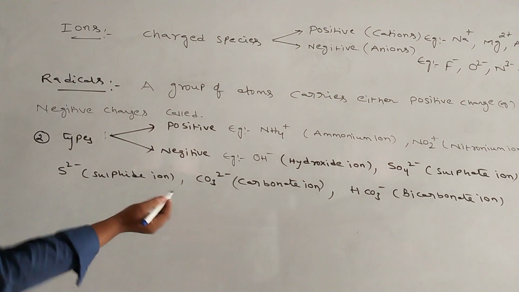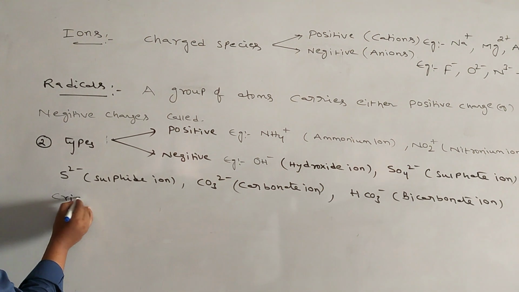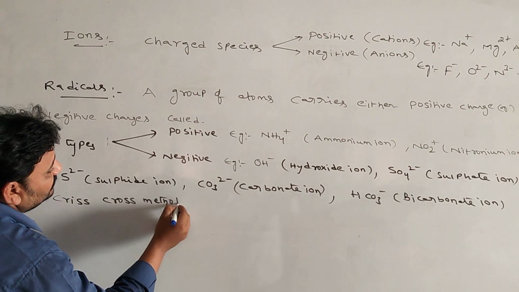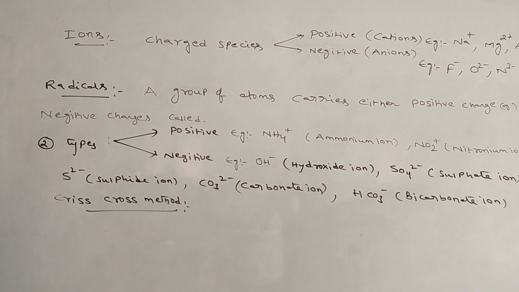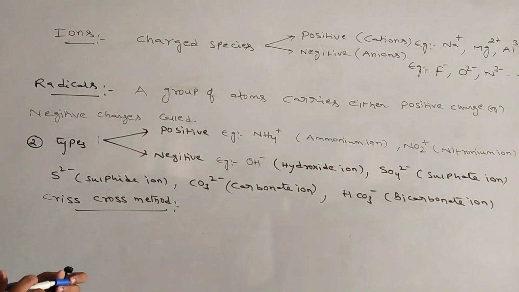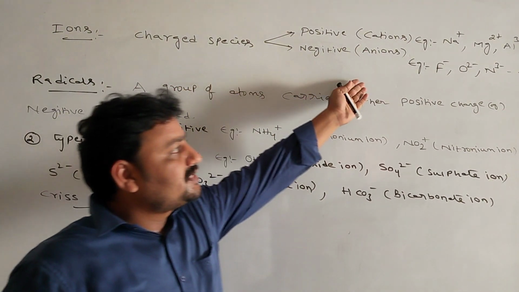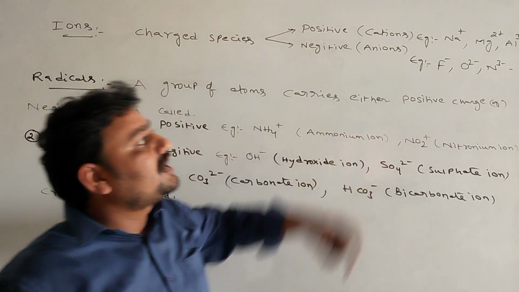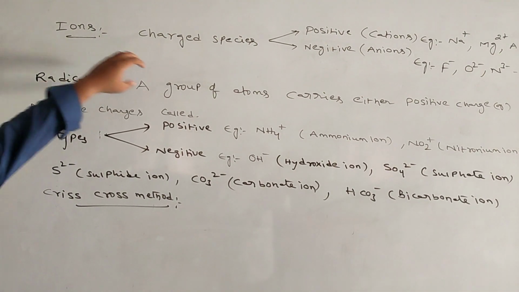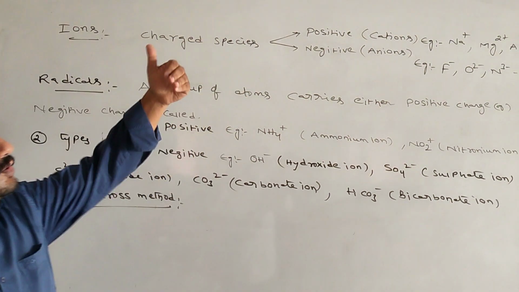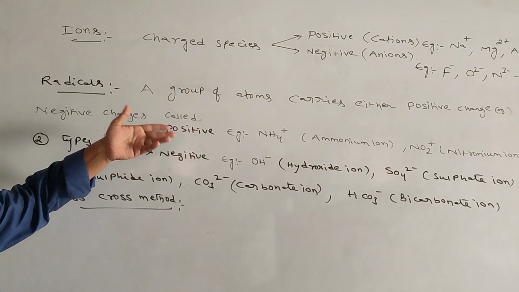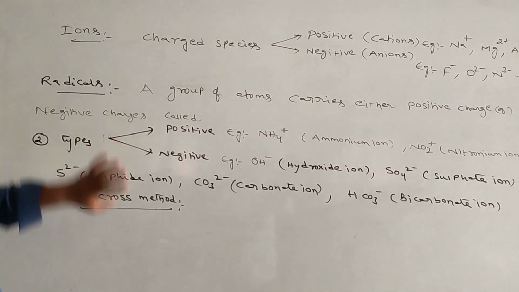For example, I will explain the crisscross method. What is the importance of ions and radicals? What is the difference between ions and radicals? Guys, ions means positively charged species or negatively charged species, like atoms or elements losing or gaining electrons. But radicals means a group of atoms, more than 2 atoms, are considered as a radical. Only one atom losing or gaining electrons is an ion. That is the difference between them.